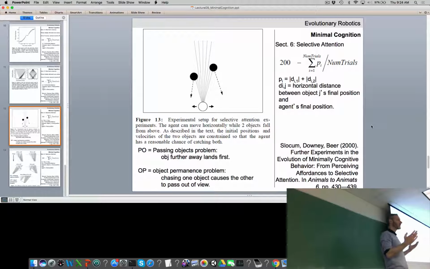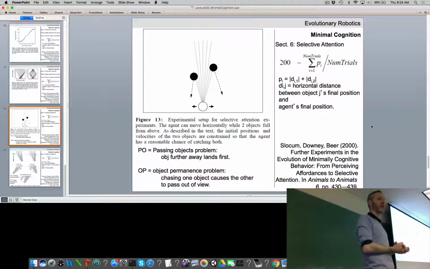So what's the best thing the robot can do in terms of the fitness function here? Catch both, which would give you D values of what? 0, right? Exactly. Be where the objects are when they hit in both cases. Both of your D's are 0, P sub I is 0, best thing you can do, so you're subtracting nothing from 200, right? Best thing you can do.